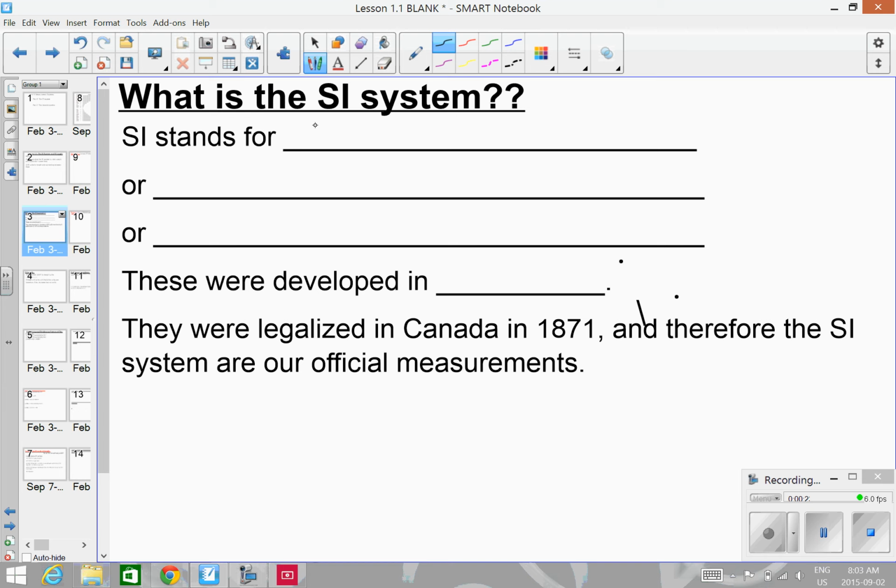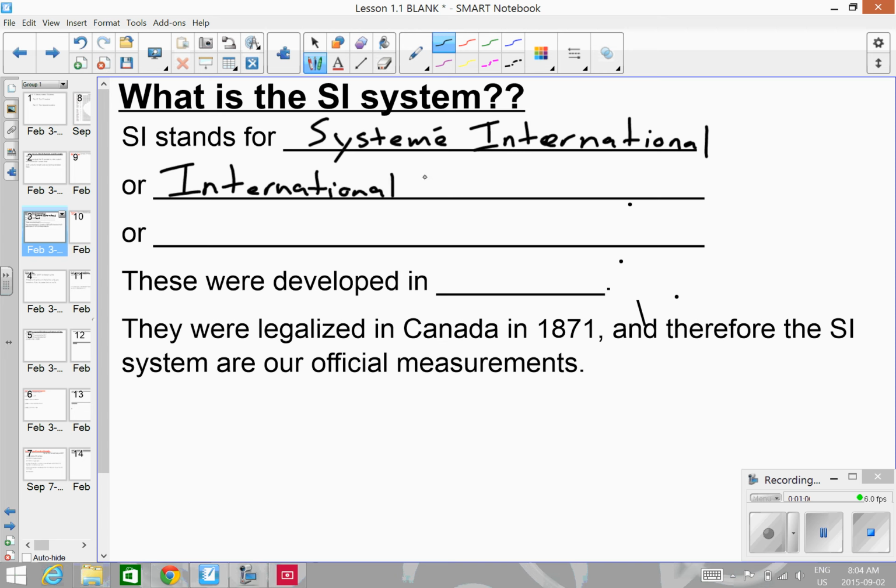SI stands for Système International. And obviously that's not quite English. So in English that translates to, as you could probably guess, international system. Or more commonly known as the metric system.